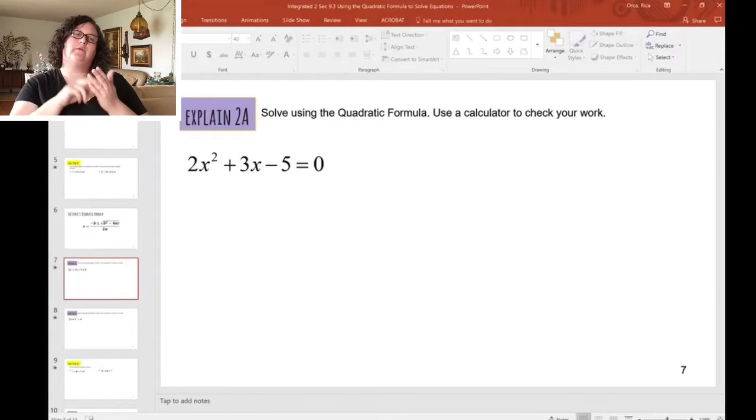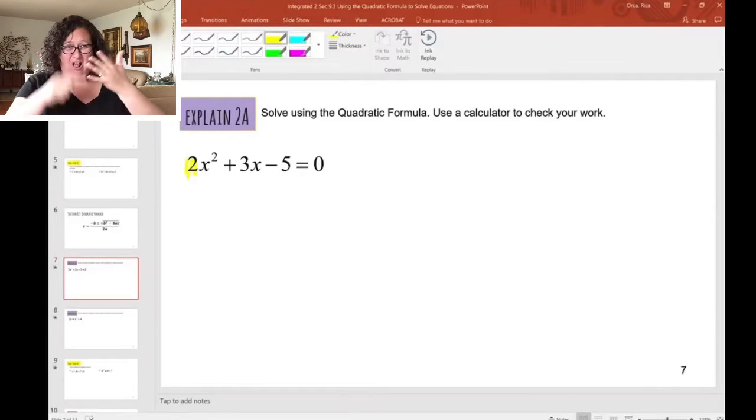Okay, so we have 2x squared plus 3x minus 5 equals 0. What I usually like to do with any quadratic equation is check to see if it's factorable. If it's not factorable, then you use the quadratic formula. Since this lesson is titled Using the Quadratic Formula, I'll go ahead and use the quadratic formula for the purpose of this lesson. Now, the quadratic formula is your last resort. So if all the other methods fail, this is the one to go to.